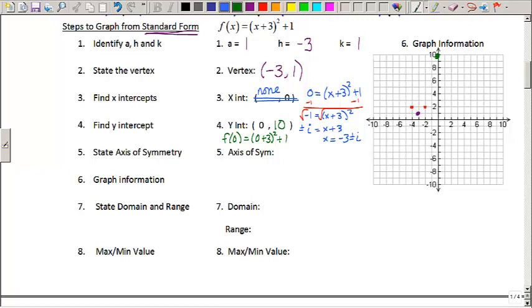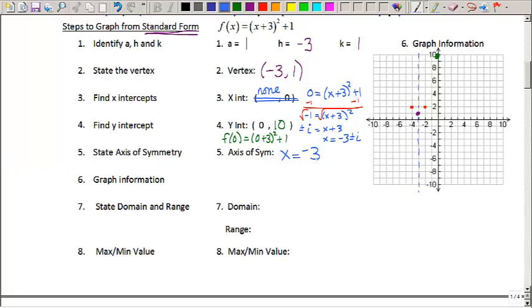Next, I'm looking for the axis of symmetry. Well, you have a symmetry line in each quadratic equation, and the symmetry line is a vertical line that passes through your vertex. The vertical line is always written x equals some number, and x equals, in this case, -3.